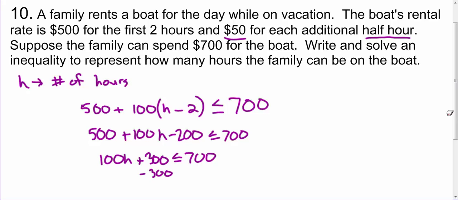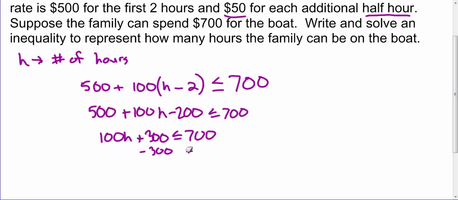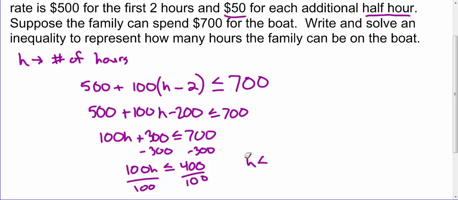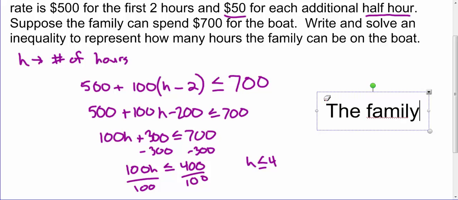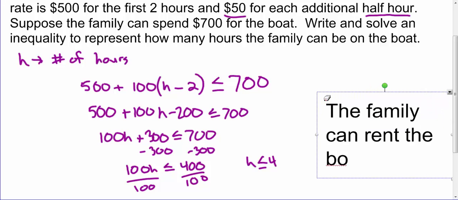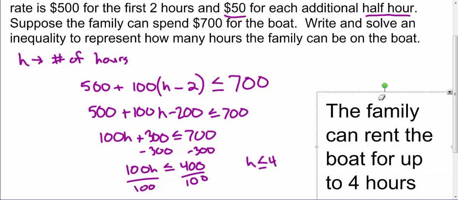We can subtract. So 100h is less than or equal to 400. And finally, one step of division, and we know h is less than or equal to 4. So what we would say then to finish this problem up, we need to say something to the effect of the family can rent the boat for up to 4 hours.